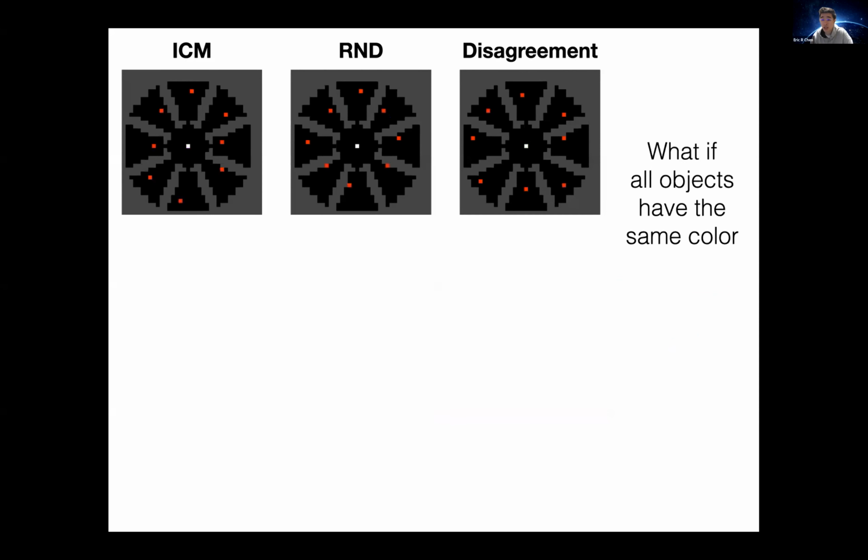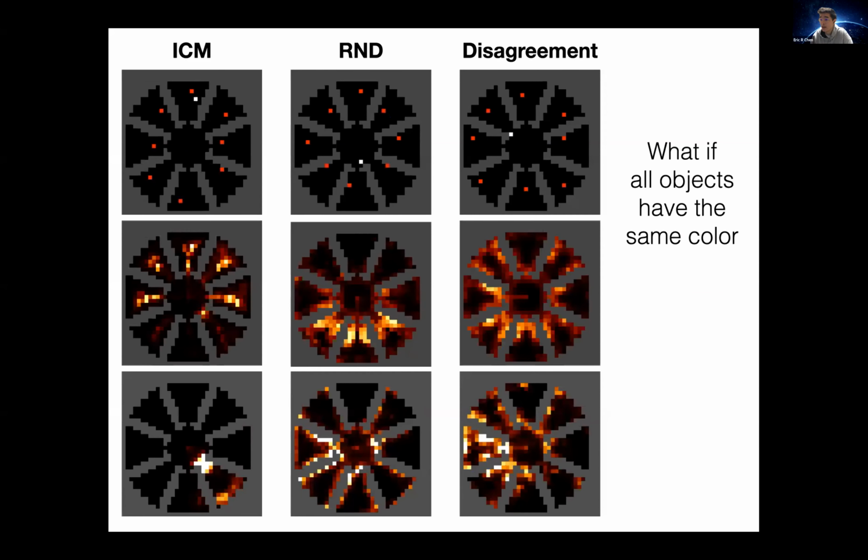If we change the color of the objects and make them all the same, we can now see that the heat maps are much better, much more evenly spread, and they changed much more over seed. So a different subset was visited for each seed. One cool feature here is that ICM seems to focus a lot on the objects, so the centers of the rooms, whereas if you look at RND and disagreement, the walls are a much more interesting feature.